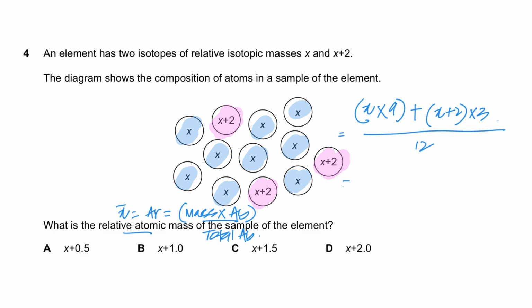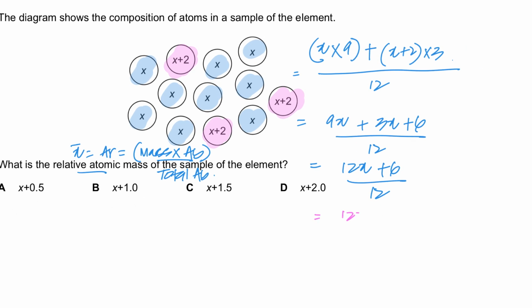You know, don't rote learn things. 9x plus, and then you just solve it. 9x plus 3x plus 6 divided by 12. It's literally algebra. 9 plus 3, that's 12x. 12x plus 6 divided by 12. And then you know your mathematics.